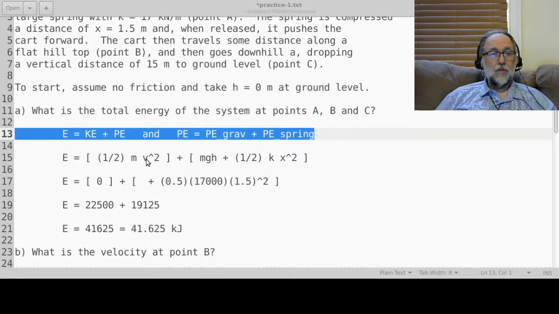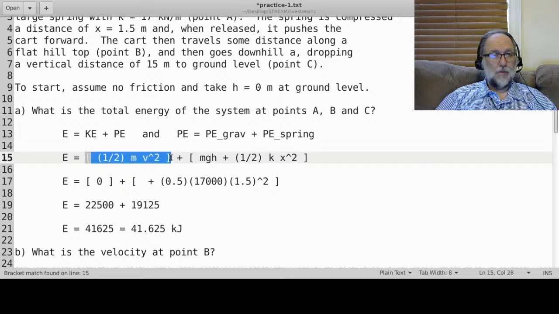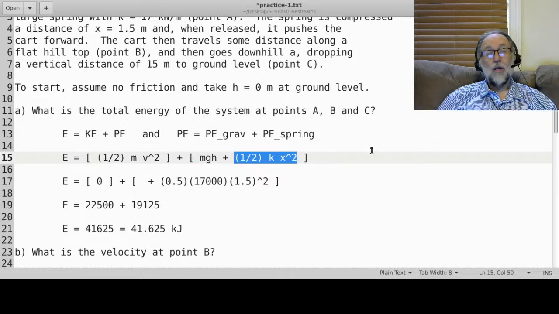And so then in the next line, what I did was I just broke it up into the two pieces. So there's the kinetic energy, 1/2 mv squared, and then there's the potential energy due to gravity, and there's the potential energy due to the spring. Now in different problems, if you don't have a spring in the problem, you wouldn't have to write that in because there's no spring, it'd be 0. All right, so there it is.